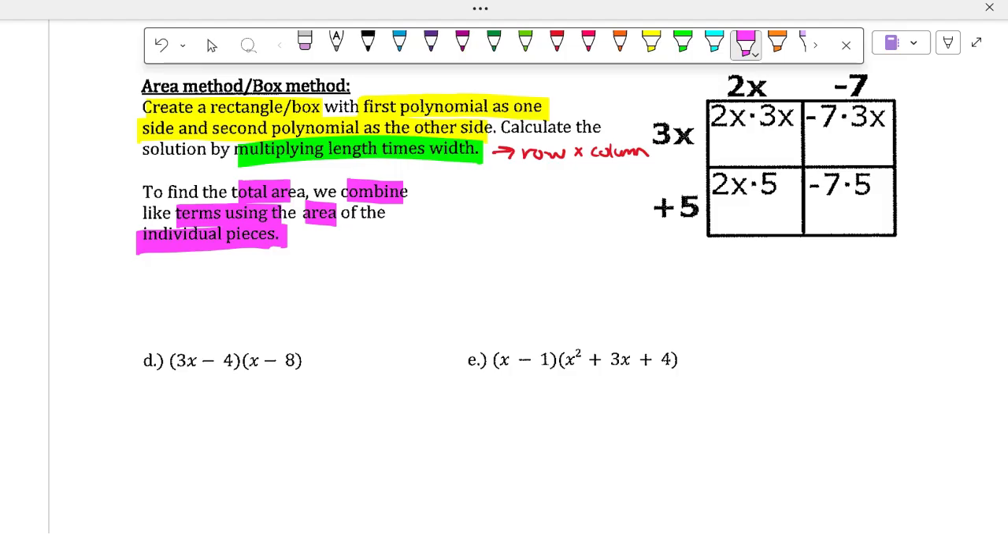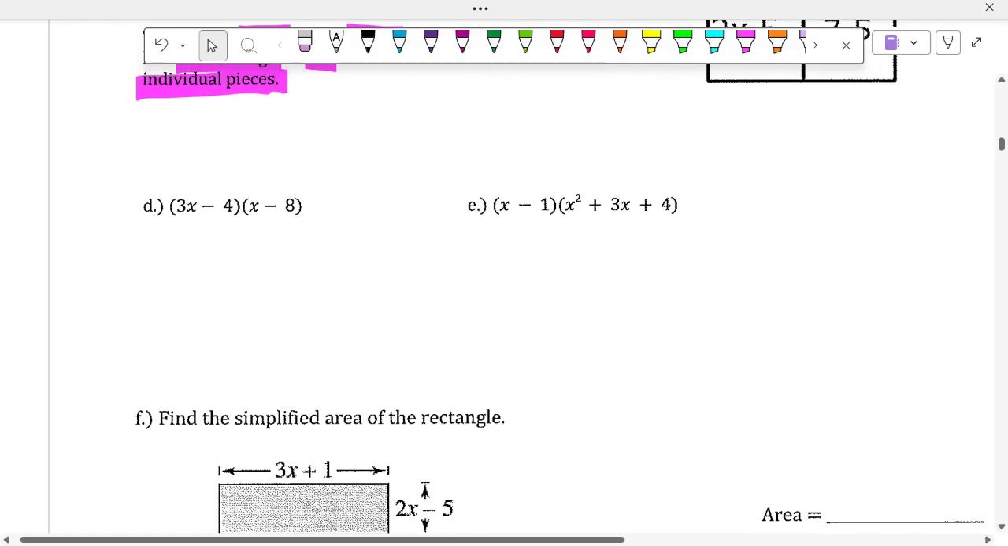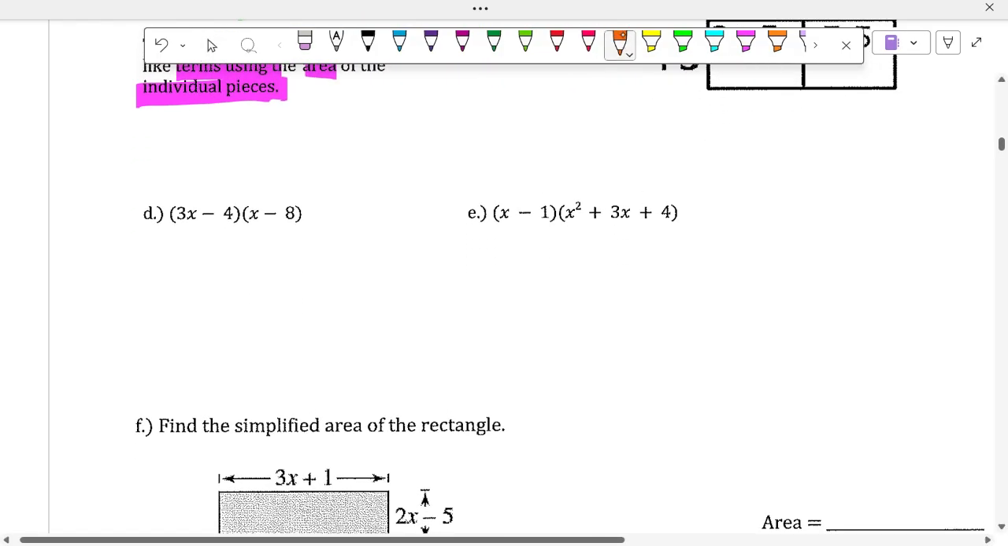Now, how confident are you guys with setting up a 2x2 box? So a binomial times a binomial. You guys pretty confident with that? Okay. Let's do a 2x3. Knowing how to set up your box is based off of the number of terms in each polynomial. So if we look at letter E, this is a 2 term by a 3 term. So we're going to have a 2x3 box.